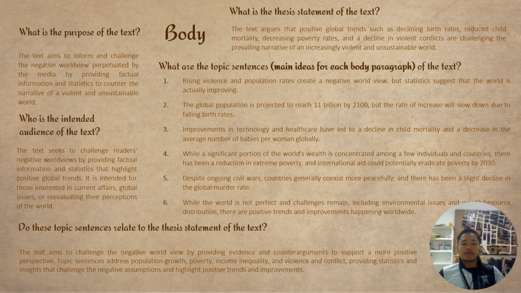The global population is projected to reach 11 billion by 2100, but the rate of increase will slow down due to falling birth rates. Improvements in technology and healthcare have led to a decline in child mortality and a decrease in the average number of babies per woman globally. While a significant portion of the world's wealth is concentrated among a few individuals and countries, there has been a reduction in extreme poverty. International aid could potentially eradicate poverty by 2030. Despite ongoing civil wars, countries generally coexist more peacefully, and there has been a slight decline in the global murder rate. While the world is not perfect and challenges remain, including environmental issues and worse wealth or resource distribution, there are positive trends and improvements happening worldwide.